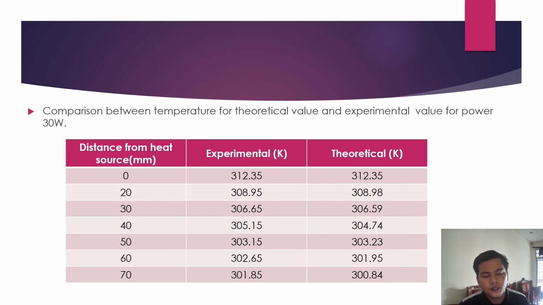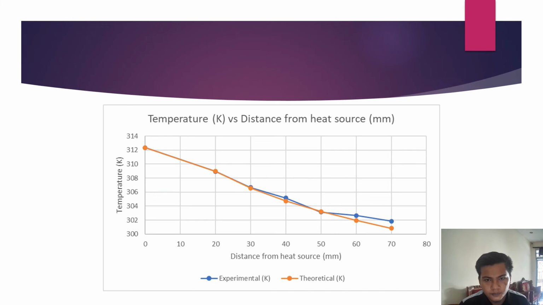This is the comparison between the theoretical value and experimental value for power at 30 watt. There is not much difference between the experimental and theoretical value. This is the graph between theoretical and experimental value. The graph is between temperature against distance from the heat source.